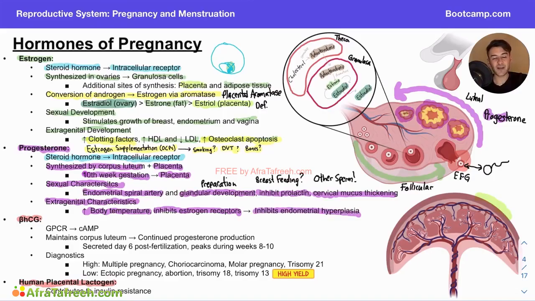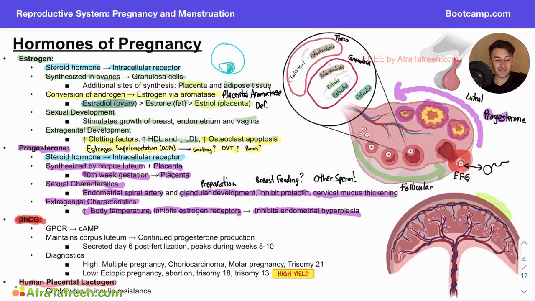Now that we've talked about estrogen and progesterone largely in a pre-pregnancy setting, let's talk about what happens if we get this fertilization event that we mentioned at our ovulation time point. This is going to catalyze all of our pregnancy changes. And it's all due to this guy, beta HCG. It is so, so important.